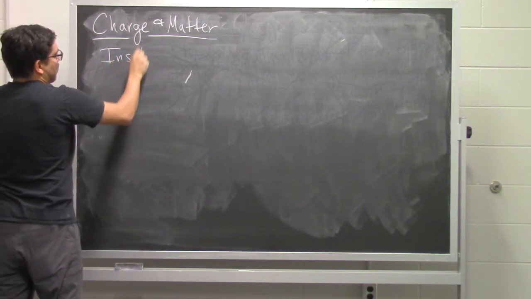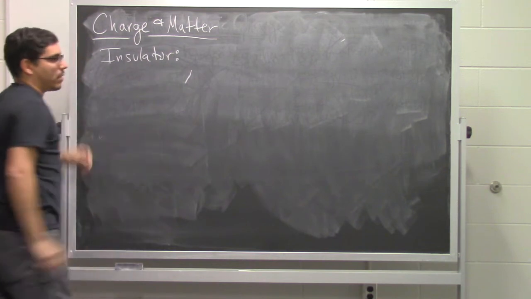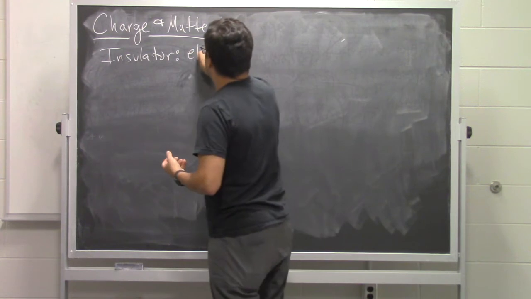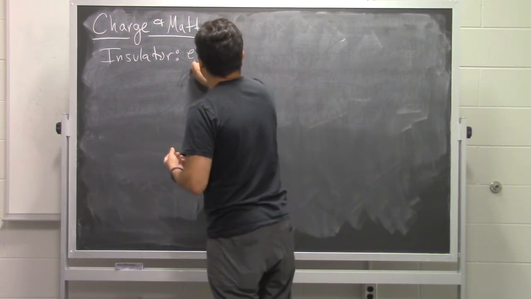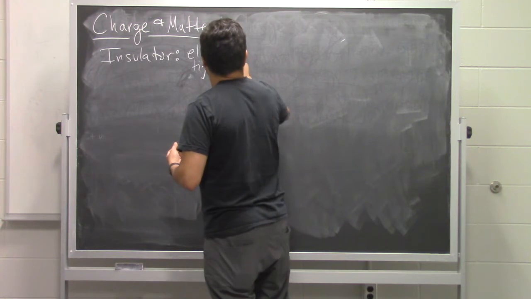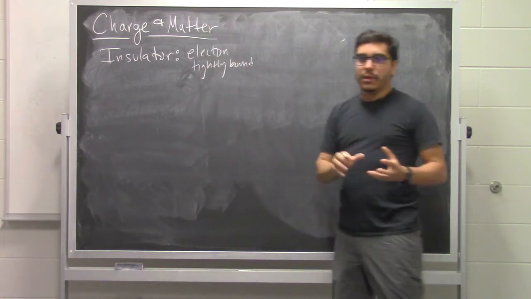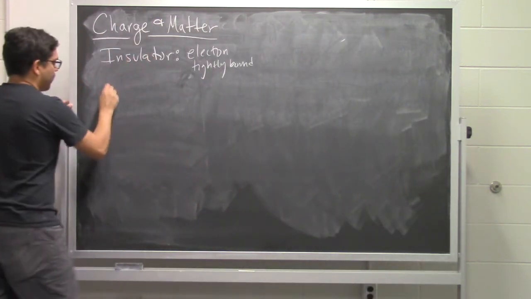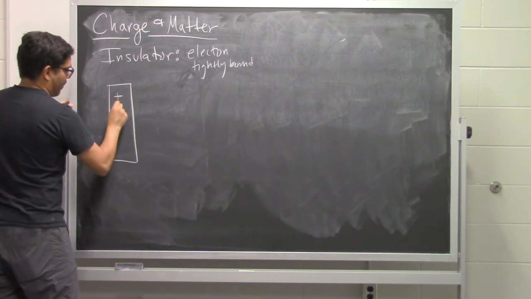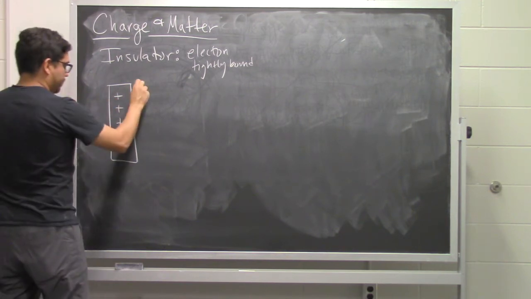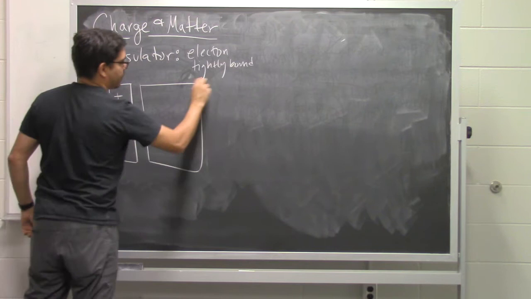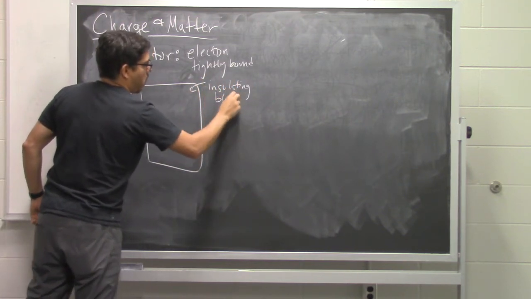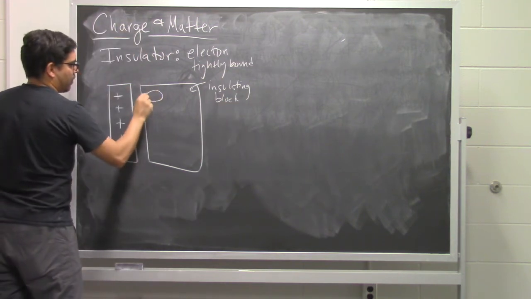So in an insulator, we have the property that those electrons are really tightly bound to their nuclei. So they can't move a lot. They can shift a little bit, but they can't just bulk move in some way. So what will happen is if we were to bring up, let's say, a positively charged rod of some sort near an insulating block, we would get shifts that look like this.